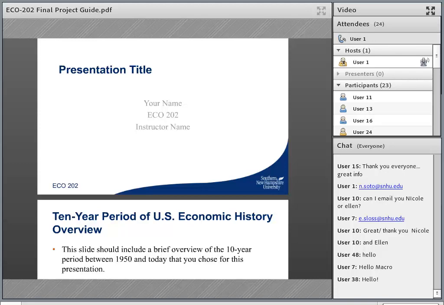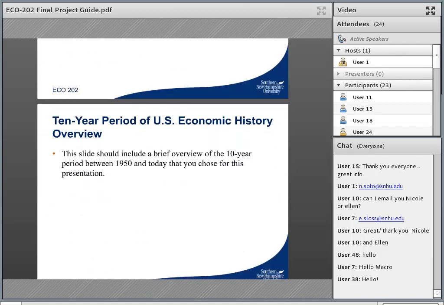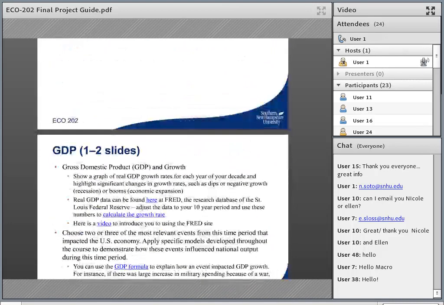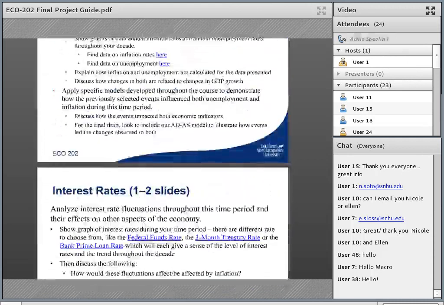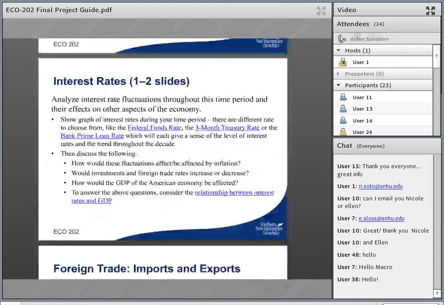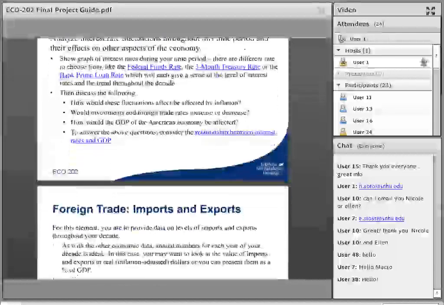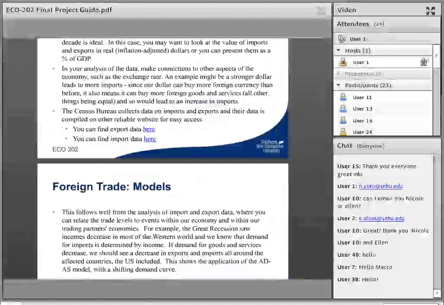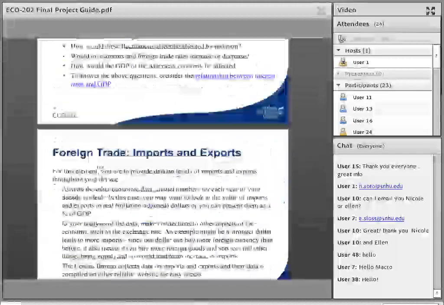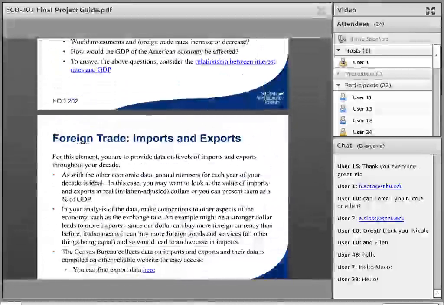So first I want you to think about how your slides are coming together. So you have your milestone 1, which nicely comes first in your final draft of the presentation. So you have your title slide, you have your tenure overview, you've got your GDP slides or slide, you've got your unemployment and inflation slides, you've got your interest rate slide.